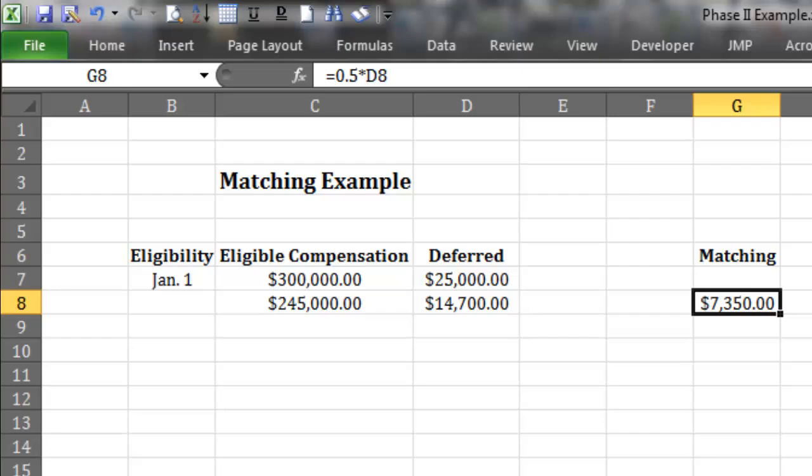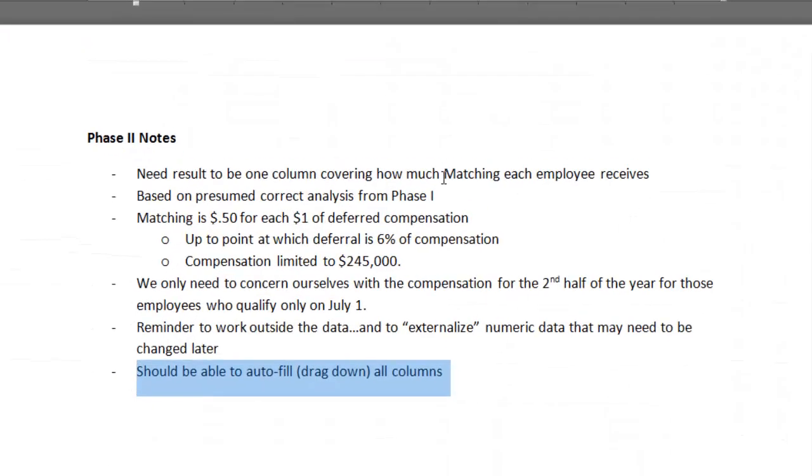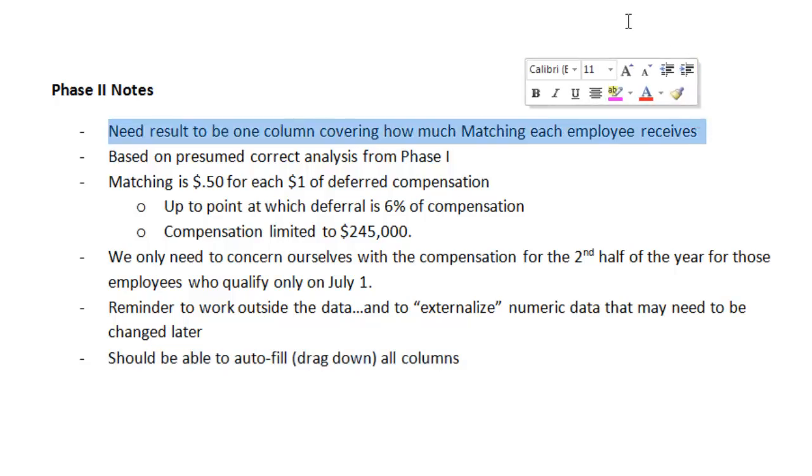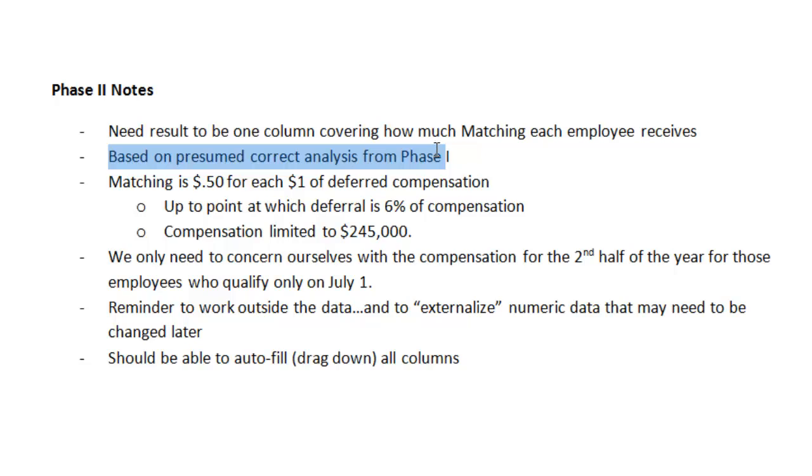Some other reminders, let me go to this notes page. At the end of your phase 2, I am going to grade, hopefully, one column that covers how much each employee is going to receive in matching. So your end result, although the intermediary calculations might involve 3, 4, 5, 8 cells or columns, I want one column that I can grade at the end of the day. Your phase 2 calculation should be based on a presumed correct analysis from phase 1.